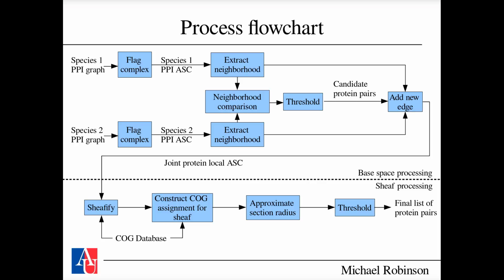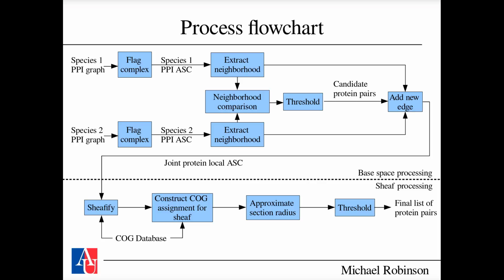This is a joint protein local abstract simplicial complex. We sheafify over that, so we add some additional data from the COG database. We construct an assignment to that sheaf, so we fill out some known data, compute the approximate section radius, or the consistency radius, threshold that, and based on that we have an understanding of whether or not we're looking at a pair of proteins that are really related to one another or not.